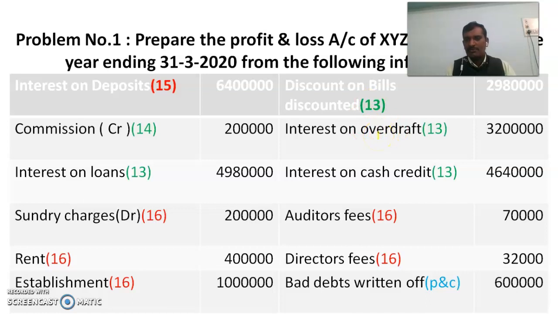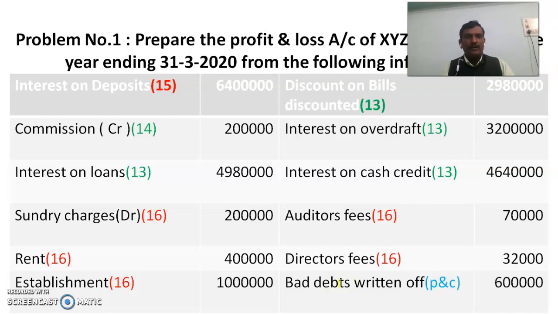Interest on overdraft is an item of interest earned, and so it is to be taken under schedule number 13. Then likewise interest on cash credit, it is an income to the bank, that is interest earned, so it should be taken under schedule number 13. Then auditor's fees is an operating expense, so it should be taken under schedule number 16. Director's fees is also an item of operating expenses, it's also to be taken to schedule number 16. And lastly we have an item bad debts written off, so it's an item of provisions and contingencies.